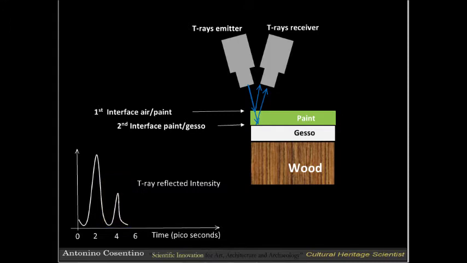Same process again to reach the gesso-wood interface. If the pulse takes 1 picosecond to travel through the gesso, then the new peak will show up after 6 picoseconds.